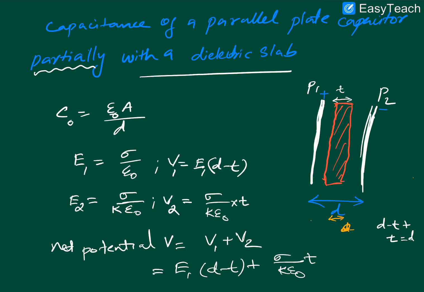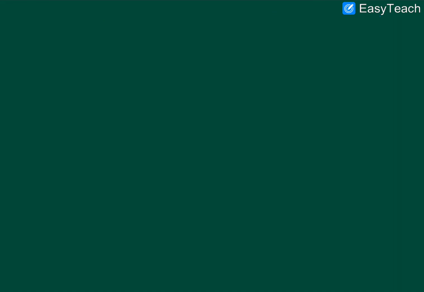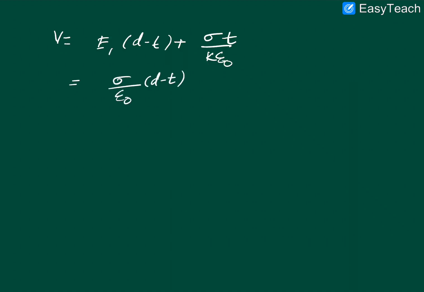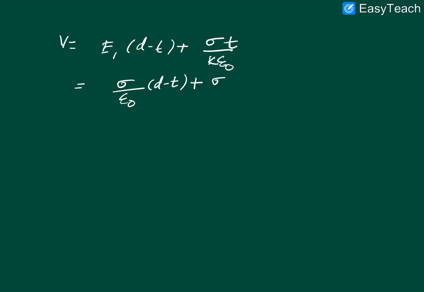Isn't it? Now V is equal to, we got the equation E1 into D minus T plus sigma by K epsilon 0 into T. Now you know E1. What is E1? Sigma by epsilon 0 into D minus T, where E1 is sigma by epsilon 0. Now sigma T by K epsilon 0.